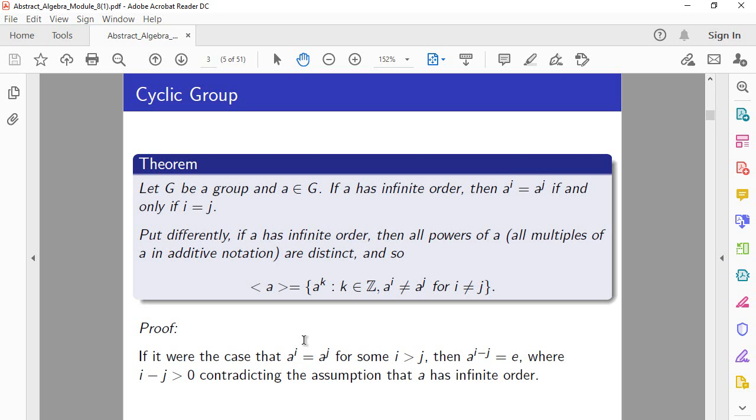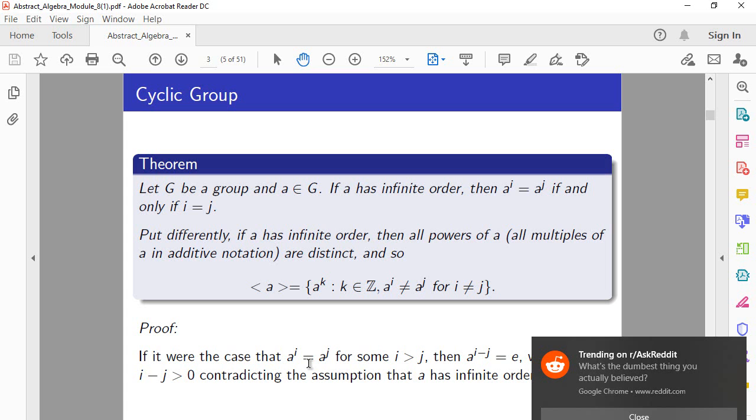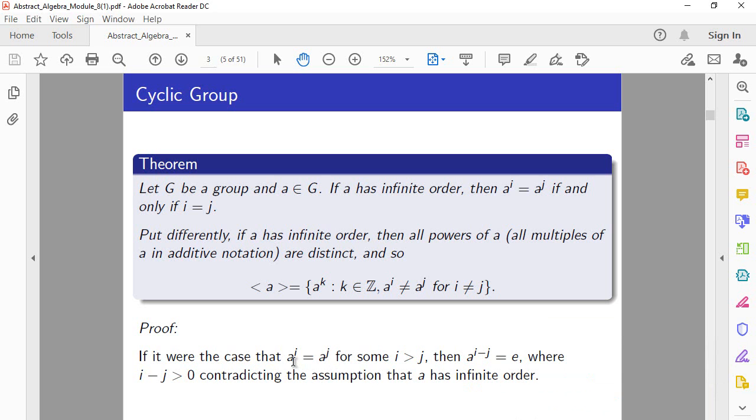So if it were the case that A to the I and A to the j are equal for some I not equal to j and I bigger than j, then clearly if I multiply both sides of this equation by the inverse of A to the j, that is A to the minus j, then I'm going to get A to the I minus j is equal to the identity. And since I minus j is positive, this contradicts the assumption that A has infinite order.